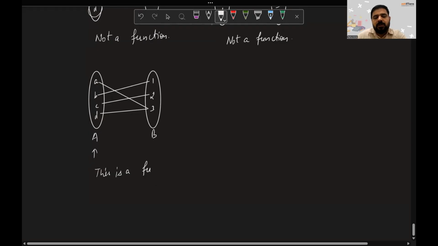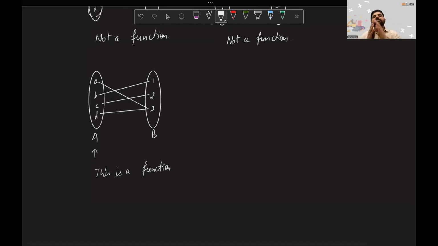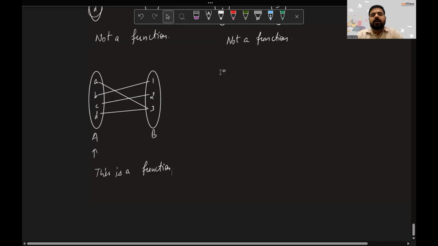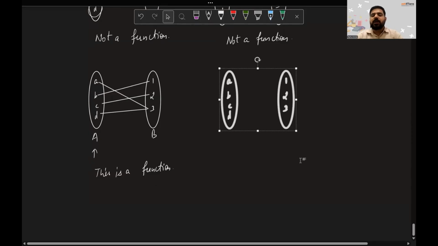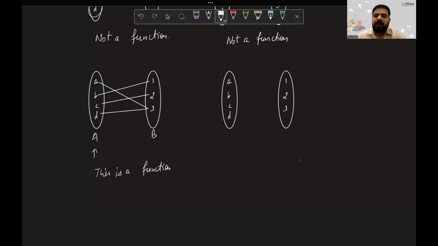This is a function. So yes, multiple elements can be mapped to the same element, but one element should not be mapped to multiple elements. Even if I take 4 also here, with A to 1, B to 3, C to 2, and D, let's say, again to 1, you can see we have left 4 alone, but that's not a concern for us. That's not a concern because the set of inputs that we have should definitely have one output.